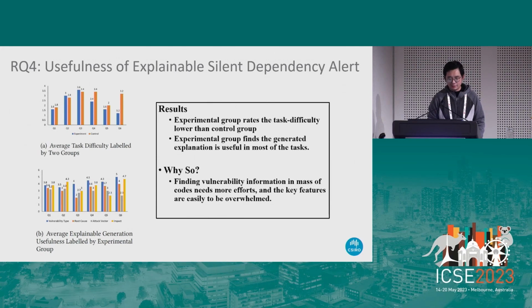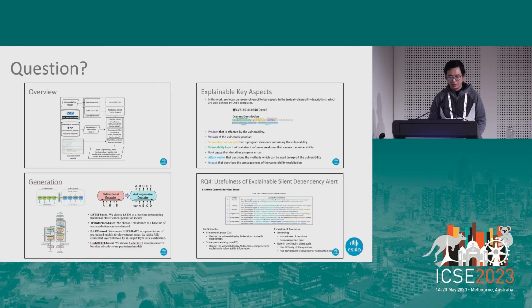We also record their difficulty ratings and their comments about usefulness. The experimental group rates the task difficulty lower, and they think the explanation is useful most of the time, because they have a target to analyze in the code. And that's all of my presentation. It's question time. Thank you.